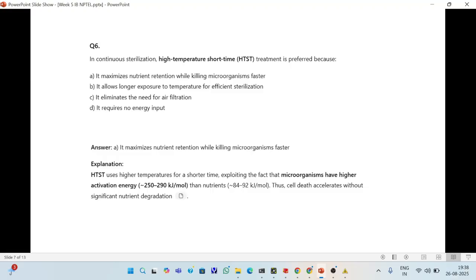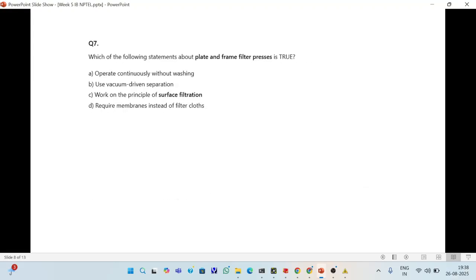So here the explanation is written: HTST uses higher temperatures for a shorter time, exploiting the fact that microorganisms have higher activation energy than nutrients. Thus, cell death accelerates without significant nutrient degradation. So, at higher temperatures, the nutrient remains the same, but the microorganisms get killed because they have a higher activation energy compared to the nutrients. Okay. Moving on to the next question.